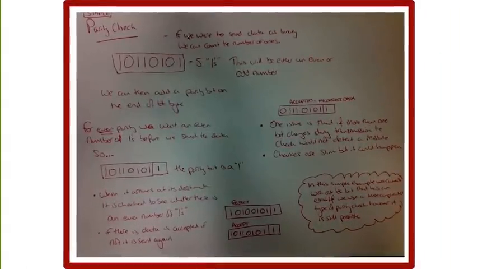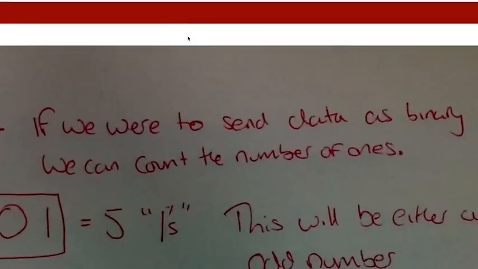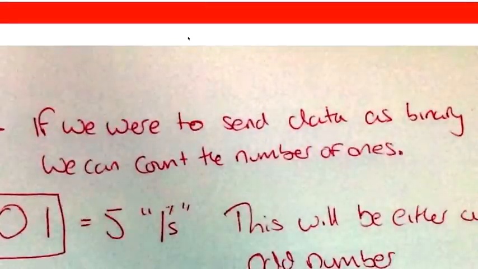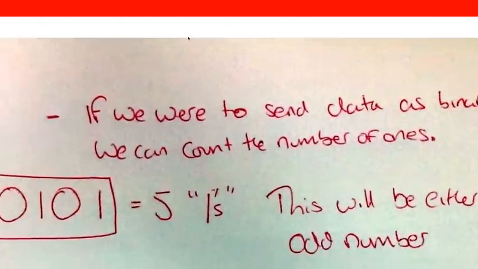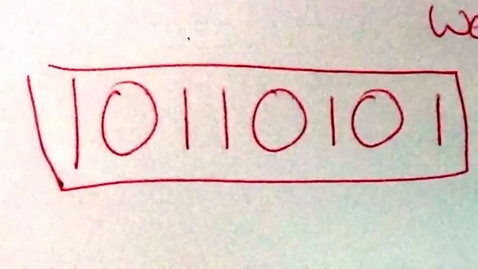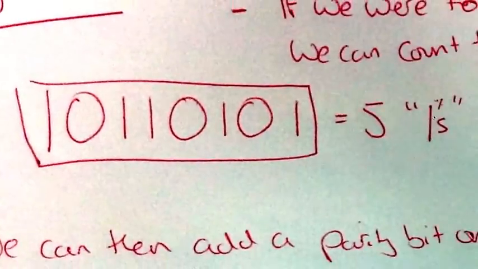When we're sending data as binary, we count the number of ones that are being sent for a parity check. So first of all, if we count the number of ones here, we've got 1, 2, 3, 4, and 5. So here we've got 5 ones. We can now use this when data is sent to decide whether this data is valid at the other end, whether we've actually got the correct data, or if incorrect data has arrived because of some sort of transmission error.